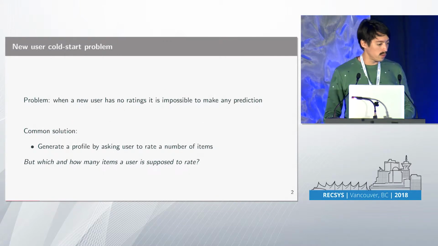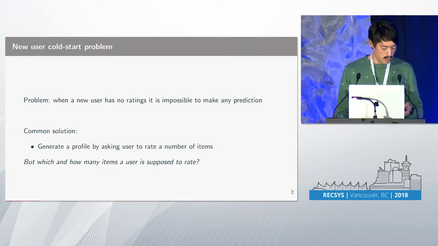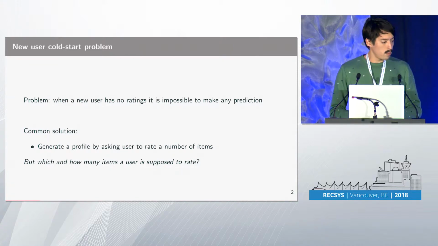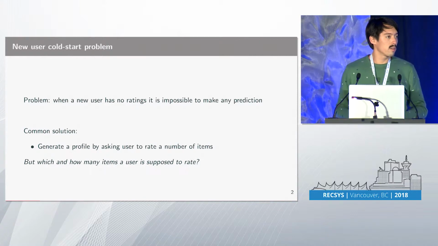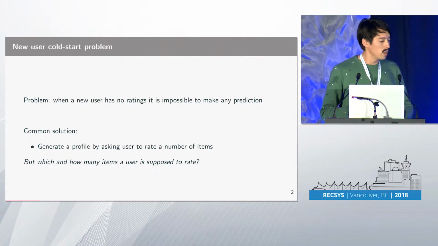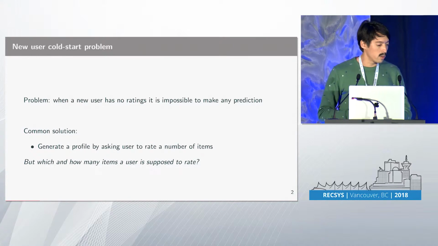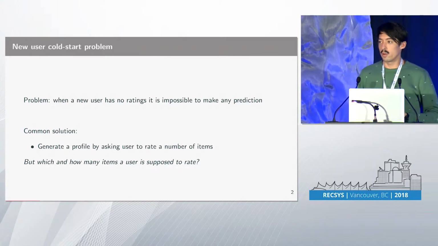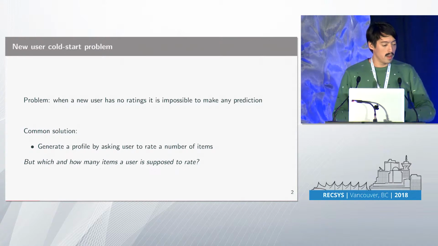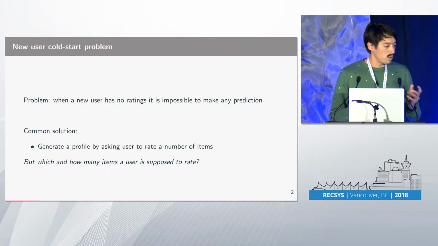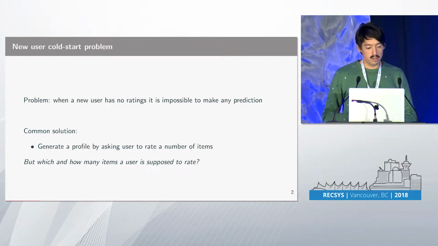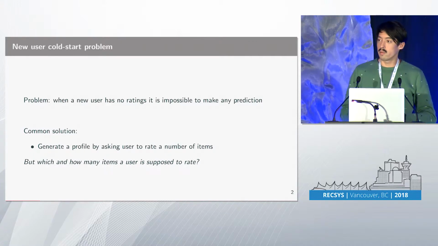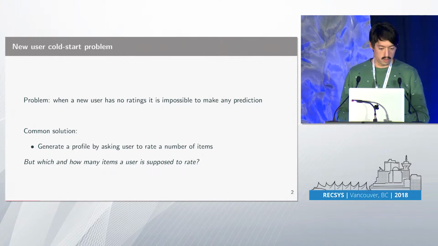So first of all, what are the authors trying to address in this paper? The paper is about solving, for a part, the new user cold-start problem, which is the problem when you have a user that has not rated anything yet. You cannot make any recommendations for this user. So one of the common solutions is to generate a profile by asking users to rate a bunch of items. So the topic the authors in this paper address is asking which items and how many items do you want to elicit responses from.